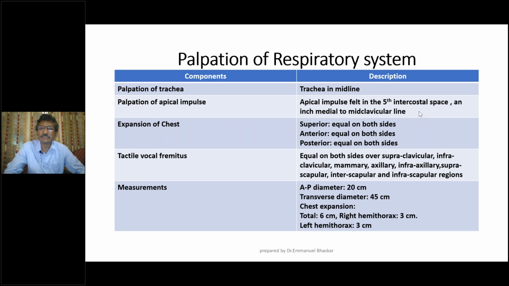Now expansion of the chest, as I told you, you will elaborate as superior, anterior and posterior, and it is equal on both sides. Tactile vocal fremitus, and no need to mention this tactile fremitus. Do you know what is tactile fremitus? We don't insist on that nowadays. Tactile fremitus.